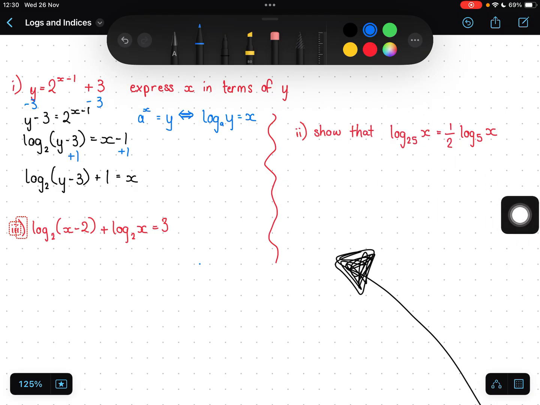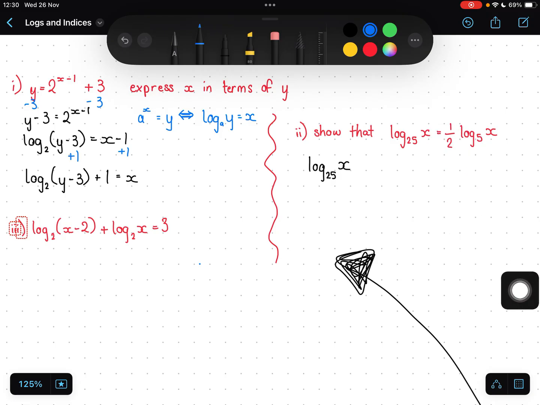Now remember, if we're asked to show something, the best way to make sure that we get our marks is to just start and pretend that you don't have the answer. So log with a base 25 of x. Pretend you don't have the answer, so you have not got this yet. But we know that we need to work towards a base of 5. So I'm going to start with this, and other than the fact that I know that I'm getting towards a base 5, I'm not doing anything with this.